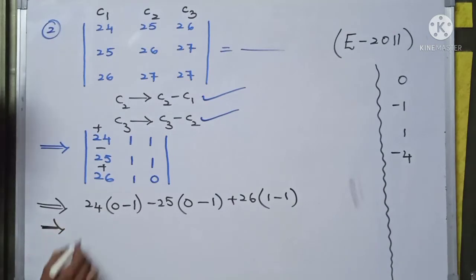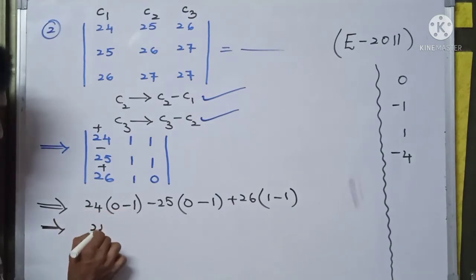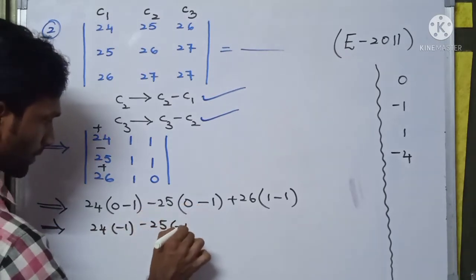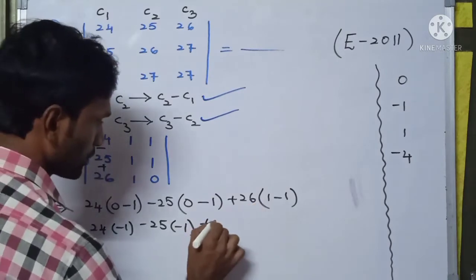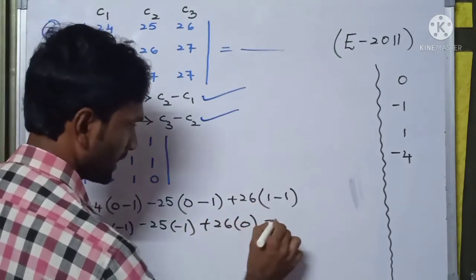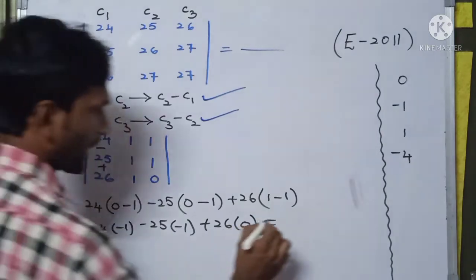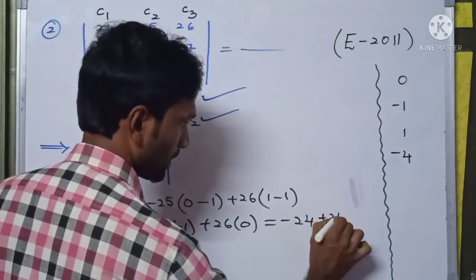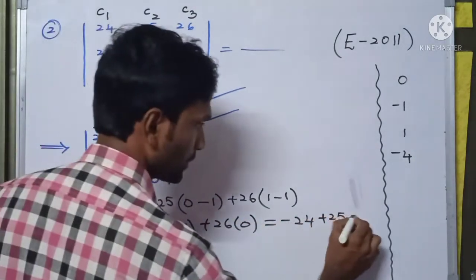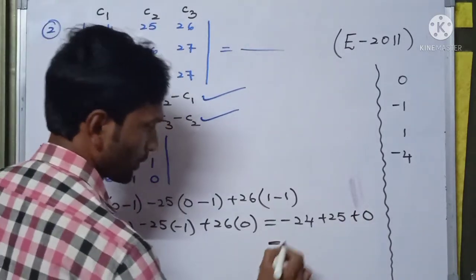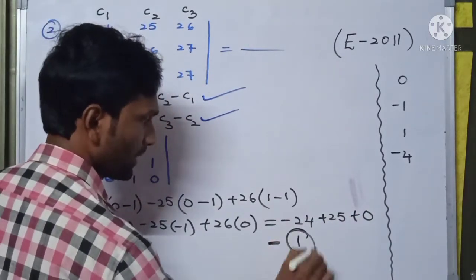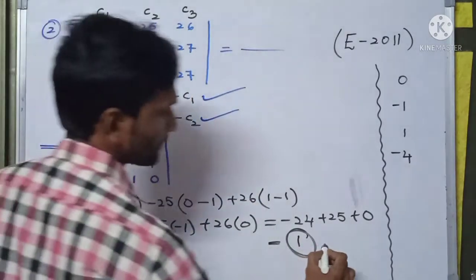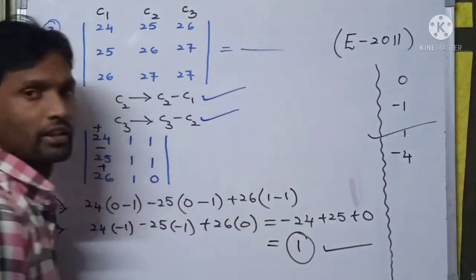That implies, 24 into minus 1, minus 25 into minus 1, plus 26 into 0. It is equal to minus 24, plus 25, plus 26 into 0, which is 0. That is equal to 25 minus 24, which means 1. So this is the value of given determinant, which means third option is correct.